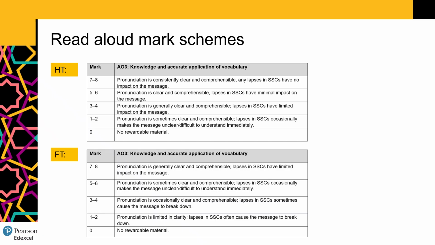Students can be understood clearly even if their accents are anglicised. How comprehensible their pronunciation is. Comprehensible relates to how easy it is to understand the main points and ideas of the response as a whole. The foundation tier and higher tier mark schemes for this task overlap, with the bottom 2 bands of higher tier becoming the top 2 bands of foundation tier. We have provided examples of application of the marking criteria for the read aloud text in the SAMs, showing how lapses in SSCs impact on comprehensibility and cause the message to break down.